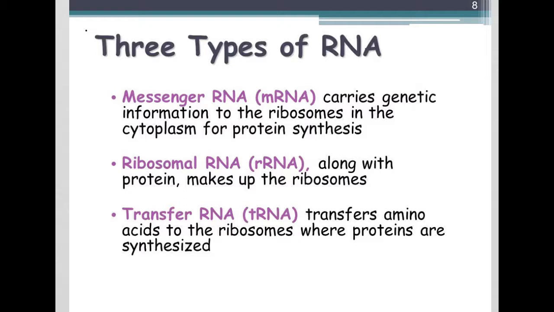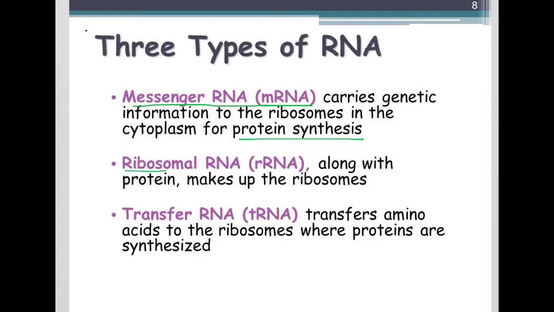There are three main types of RNA. Type number 1 is going to be messenger RNA, otherwise known as mRNA. Note the M is lowercase. mRNA carries genetic information to the ribosomes. It is a messenger, and the ribosomes are in the cytoplasm, and it brings this information for protein synthesis.